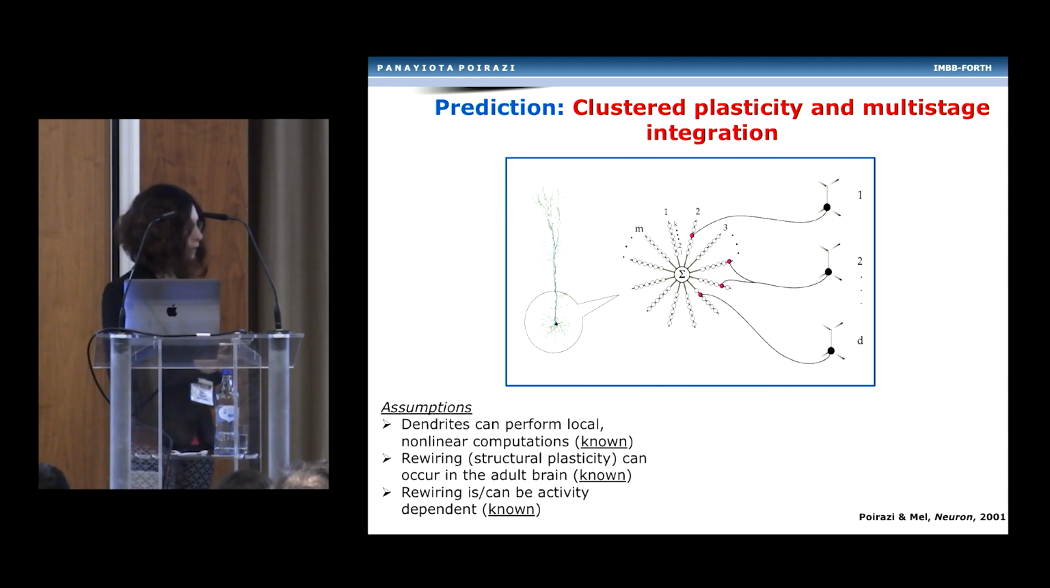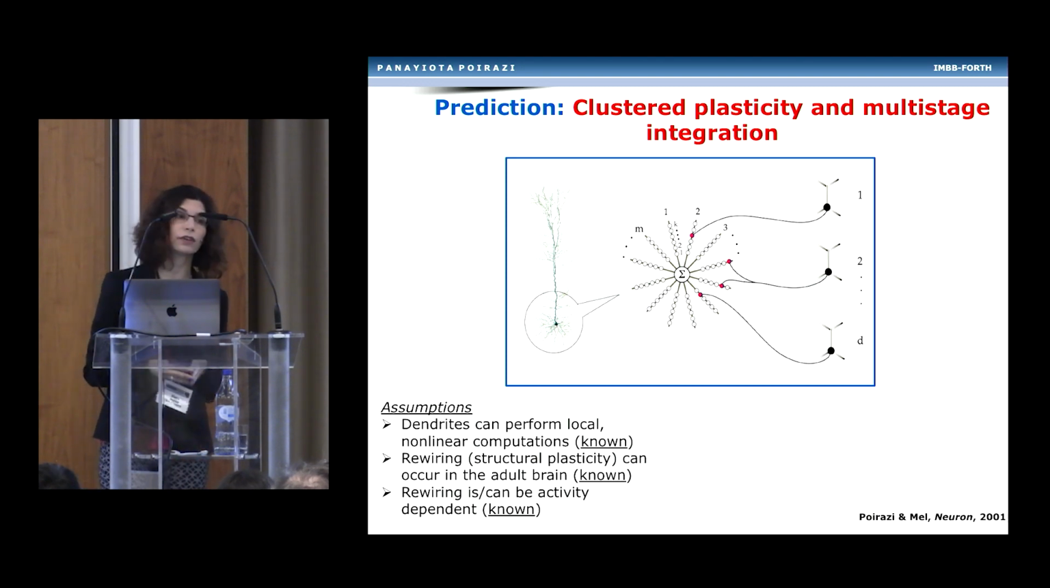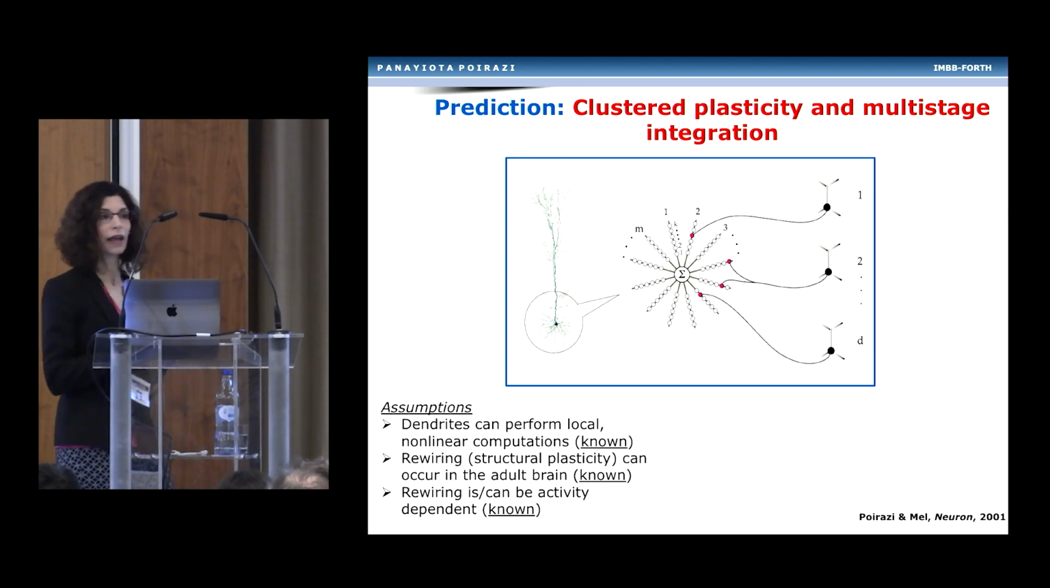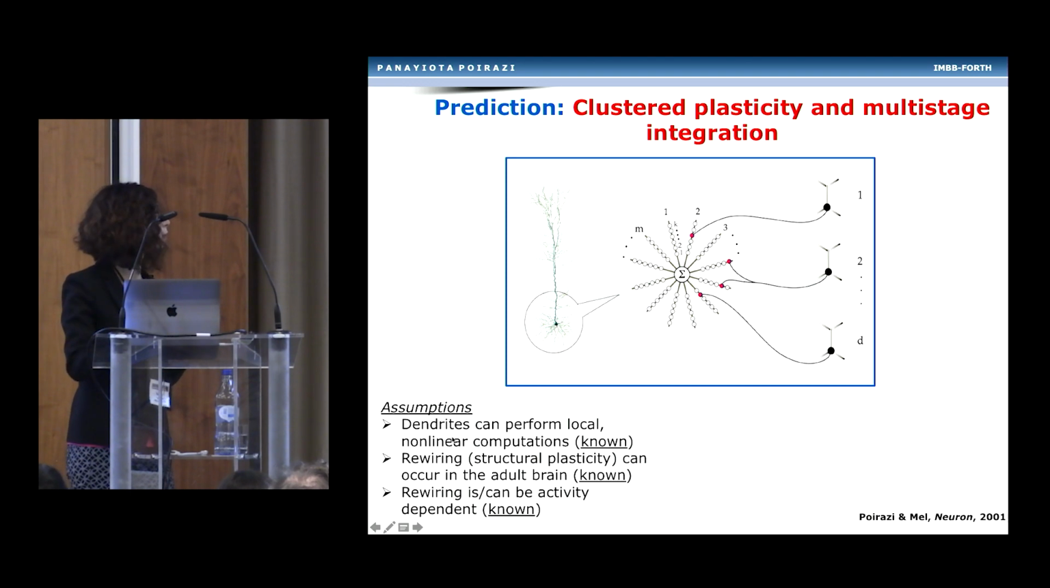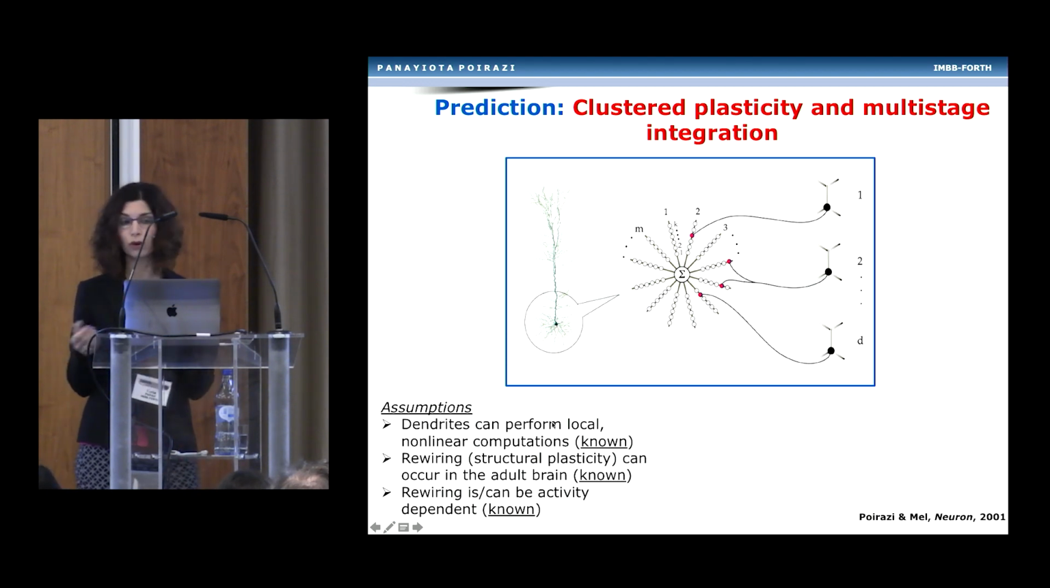This is very early on when I was a PhD student in Bartlett Mel's lab. At the time, we wanted to figure out how dendrites integrate incoming signals. It was not known yet whether they are capable of generating nonlinear outputs. So we assumed that they can perform local nonlinear computations because of the presence of voltage-gated conductances, which we now know for sure.